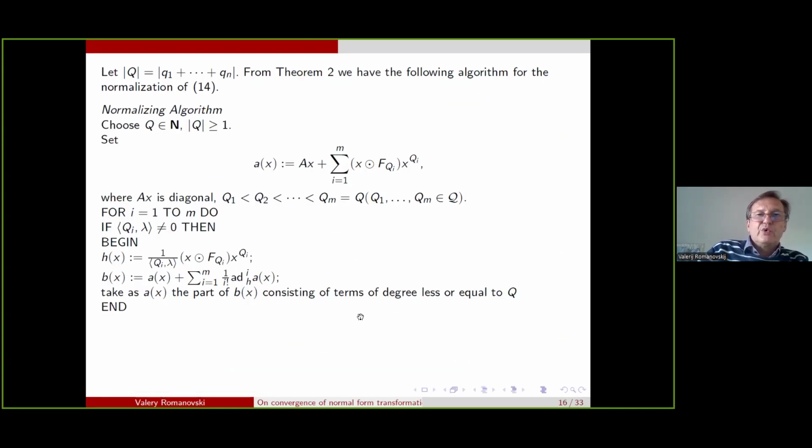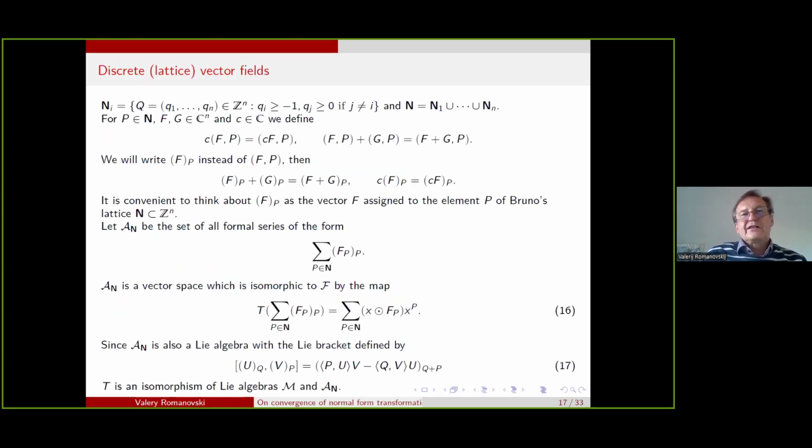But let's see what is in fact important here. Important is the fact that these Bruno vector fields are in fact discrete, or maybe I don't know actually how better to call this, discrete or lattice vector fields. We call them lattice vector fields. And I will try to explain what we have here.